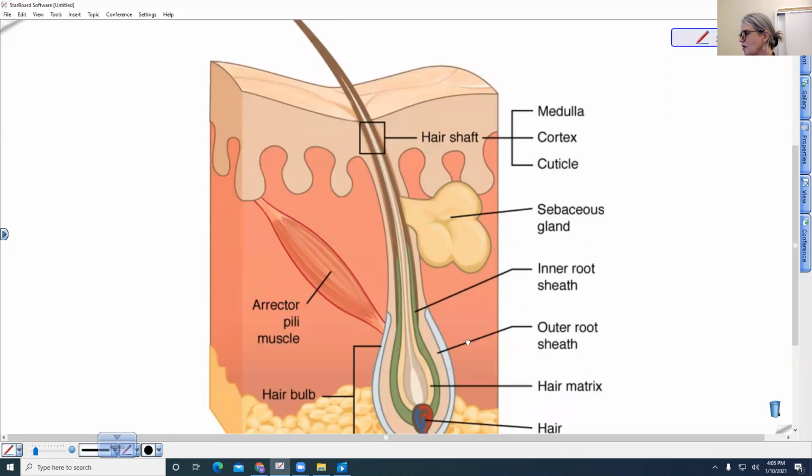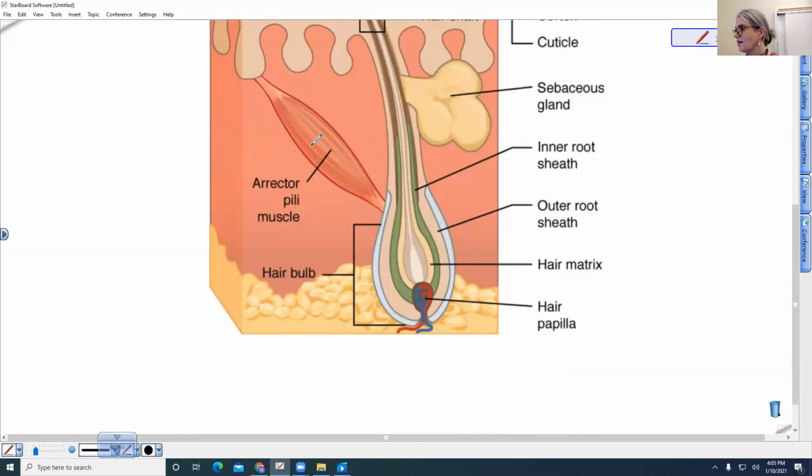So there are actually structures that surround the hair follicle that we've talked about, including the sebaceous gland. So the sebaceous gland produces sebum, which then would travel up and help to lubricate the hair, but also lubricate the surface of the skin. We also have a muscle here. This is called the erector pili muscle that you need to know.